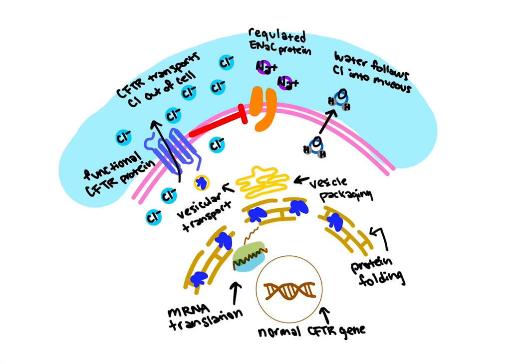So in this video, we are going to be looking at the pathophysiology of cystic fibrosis. Right now, what we're looking at is a cell that is lined up by the airway, and this is basically the mucus that is covering the airway wall nicely.